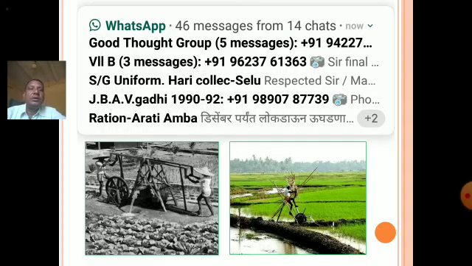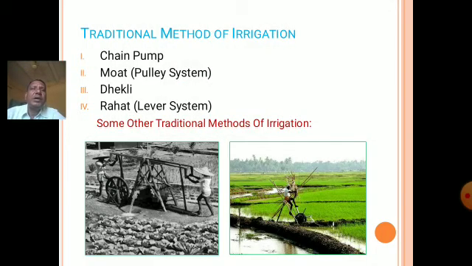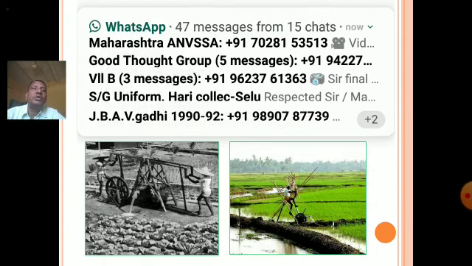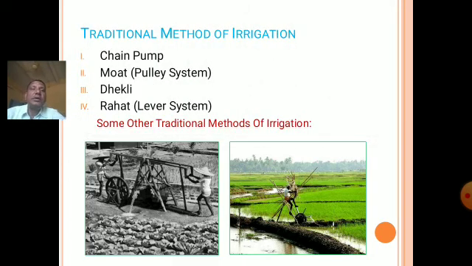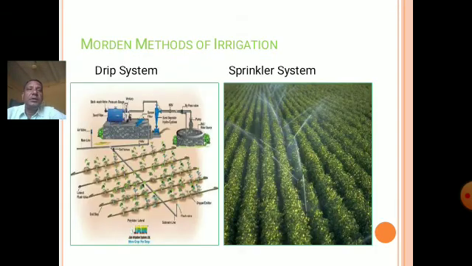In traditional methods, nowadays we are not using these, but at least we should know the names of these traditional methods. Number one is the chain pump, then moat or pulley system, dhekli and rahat. Then the two modern methods for irrigation of the crop are the drip system and the sprinkler. You can see in the first picture it is a drip system, and in the second picture it is a sprinkler.